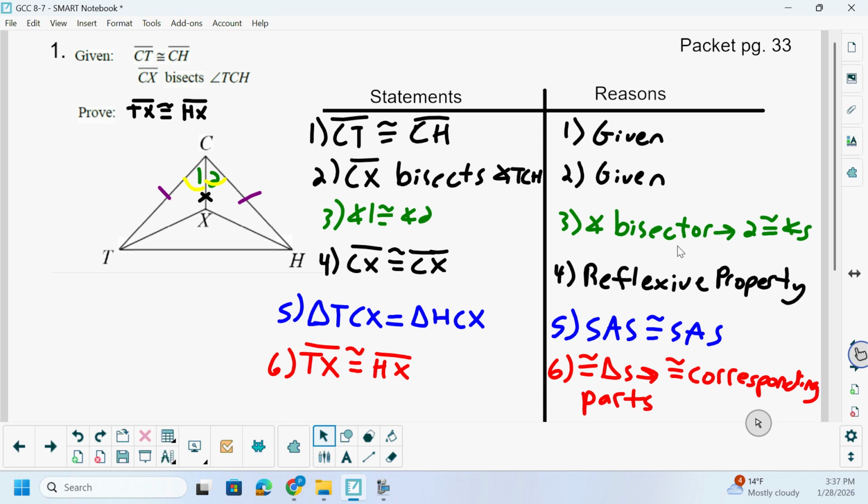And then now that we have triangles congruent, and I'm just noticing in step 5, I need my little squiggly above there for congruent. In step 6, we now have congruent triangles, so that can imply congruent corresponding parts. And our statement is just what we wanted to prove.